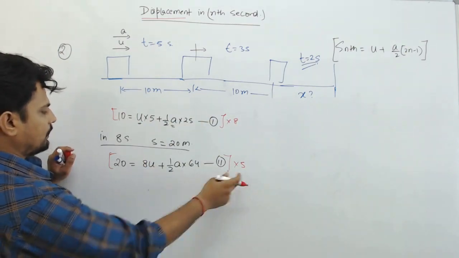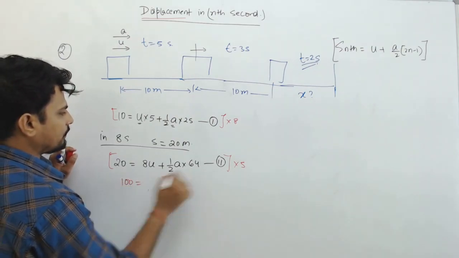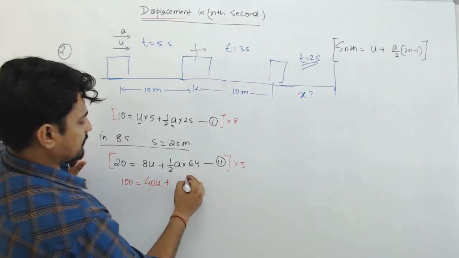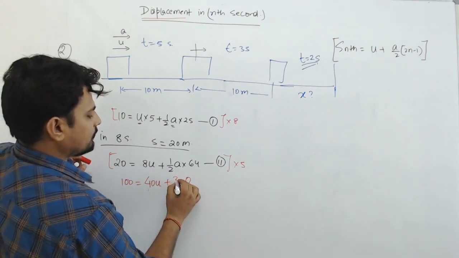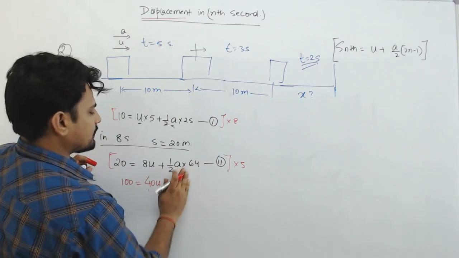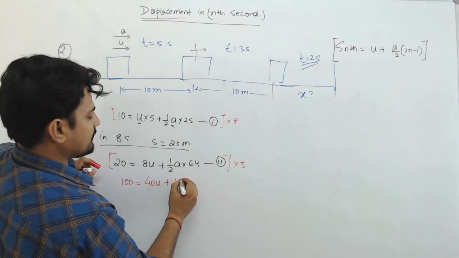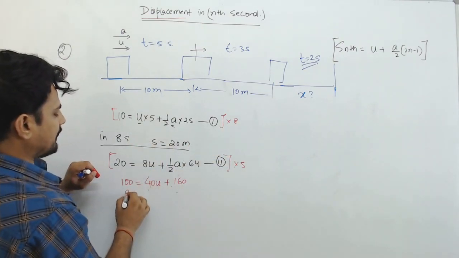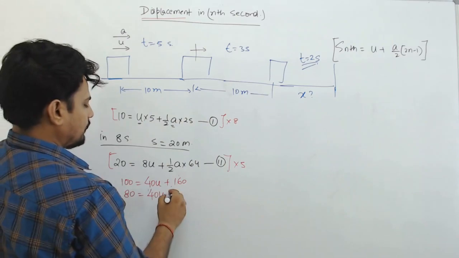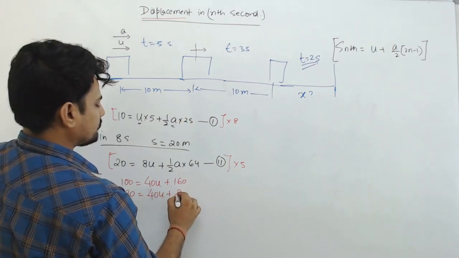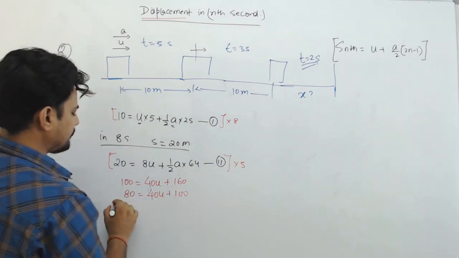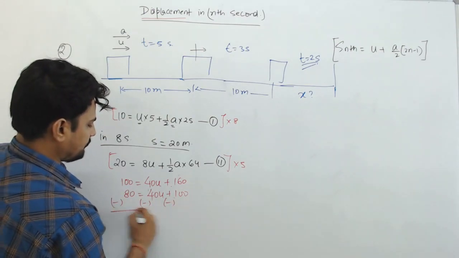8 times 10 is 80, equals 40u plus a times 5 times 32 upon 2, which is 160a. Then, multiplying the other equation, 20 times 5 is 100, equals 8 times 5, 40u, plus 25 times 8, which is 200, upon 2, so that is 100a. Now let us subtract it and see what we get.